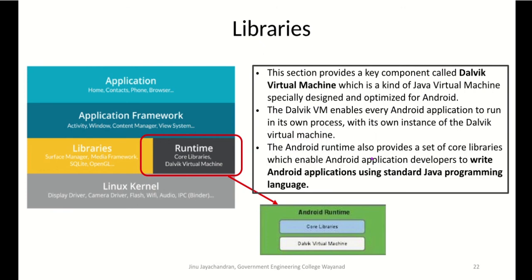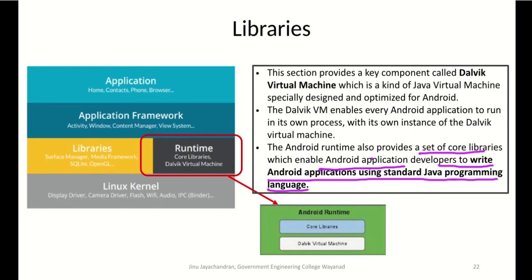The Android runtime also provides a set of core libraries which enable Android application developers to write Android applications using the standard Java programming language. So that's a very important part, because before the starting of Android, Java was the main language in developing many of the mobile applications. Once Android came into the picture, most of the Java developers would like to do their Android development in Java because they are very well versed in Java.